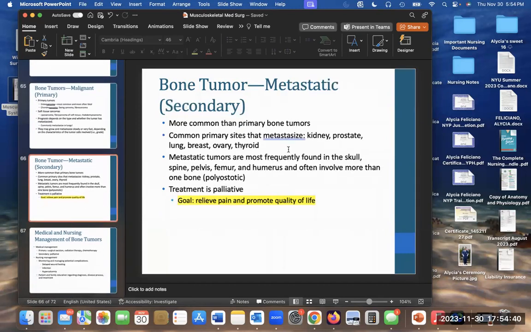Secondary metastasizes not as commonly in the lungs, but mainly in the kidneys, prostate, breast, ovary, and thyroid, but sometimes the lungs. And these are more common, okay? You typically see these in the skull, spine, femur, humerus, but I would just know for secondary, right, the problem is that we can't really do anything. They metastasize, and the treatment is palliative to promote the best quality of life while they're still here.